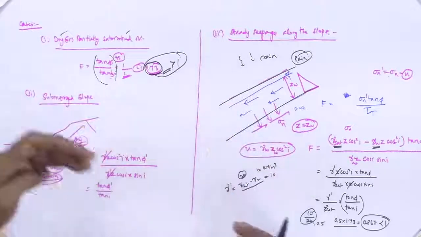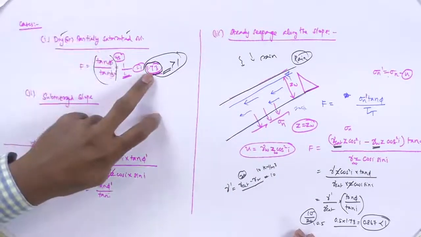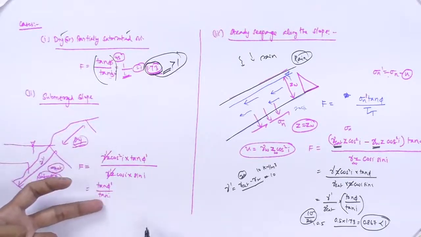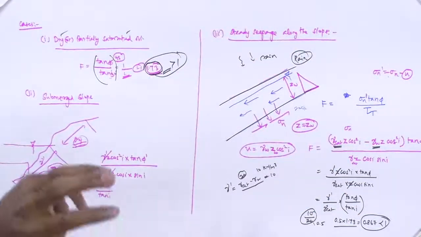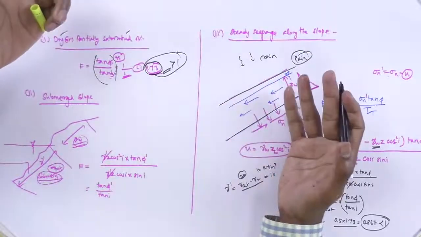So as we have seen in 3 different cases, for a dry or partially saturated slope, tan phi divided by tan i is going to be the same value. For a submerged slope nothing changes, tan phi divided by tan i, so okay. But the steady seepage slope fails. So water may be in the slope, and if it faces any earthquake loads, there it fails.